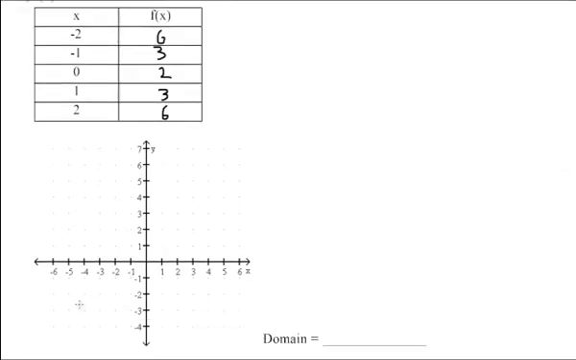Here we go. Negative 2 produces a 6. Negative 1 produces a 3. 0's got a 2, then back up again. Always remember these curved ones, okay, parabolas. Don't do a V shape, it is hopefully a nice smooth curve. Okay, there we go. That's that.